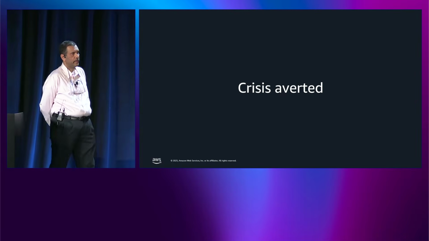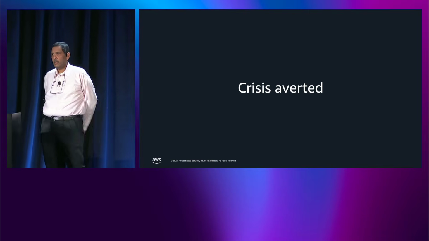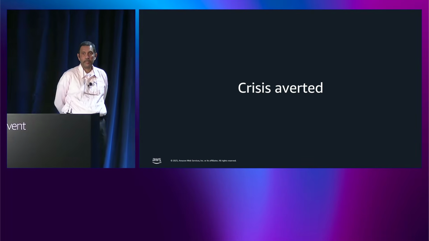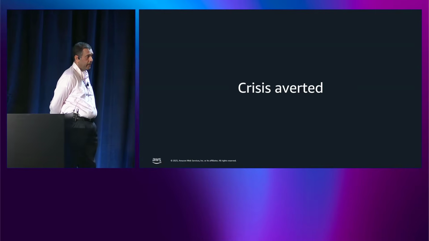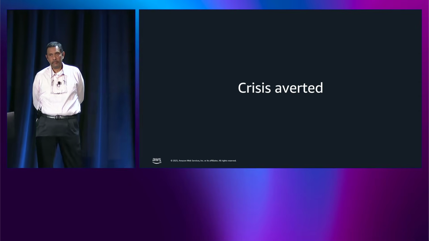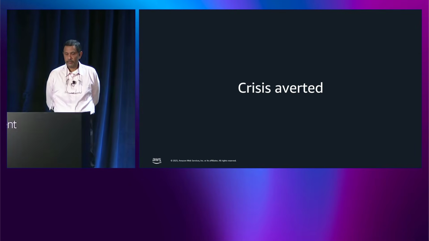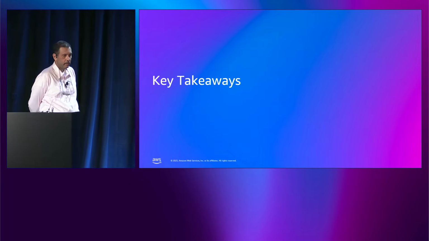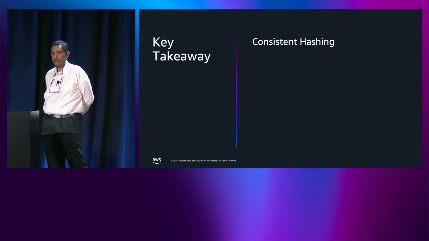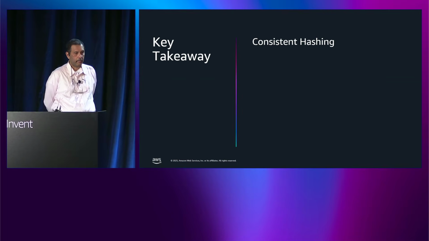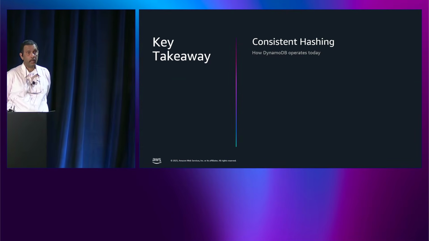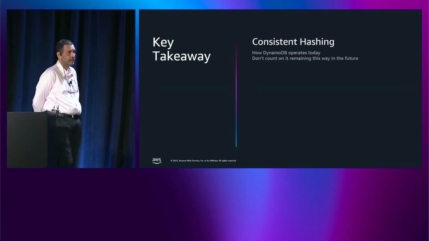Every couple of weeks, we hear of some customer who says, oh my God, hair on fire, crisis, my application is throttling. Turns out to be the same problem. So if you are building an application, keep this in mind. It's a pattern which can give you sleepless nights. So to you, the key takeaways are, we have consistent hashing. This could create a problem for you. This is the way DynamoDB works today. Hopefully we'll fix it soon.